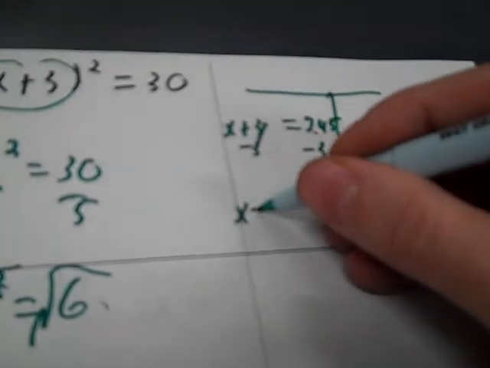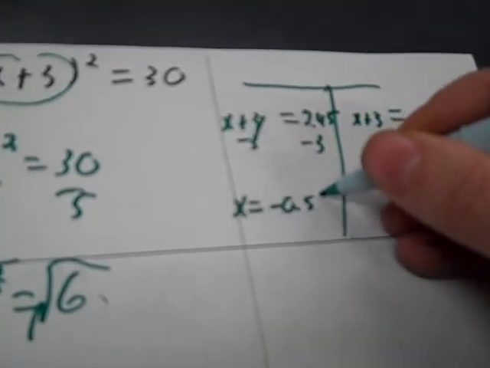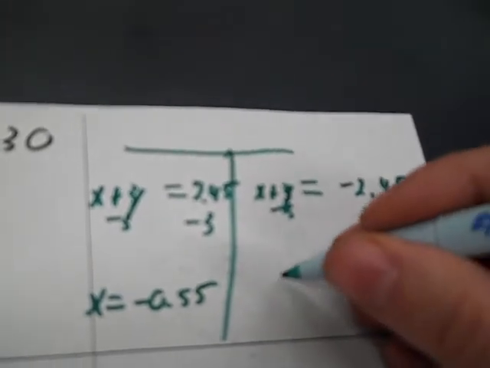So minus 3. 2.45 minus 3 is -0.55. So there's your first answer. And then I minus 3, minus 3. -2.45 minus 3 is -5.45.